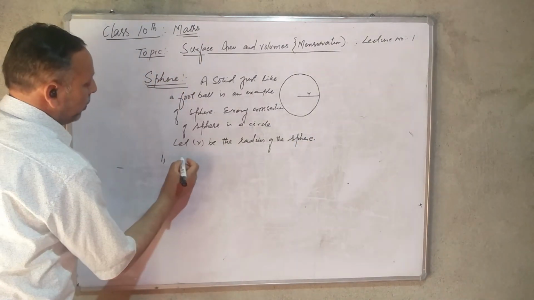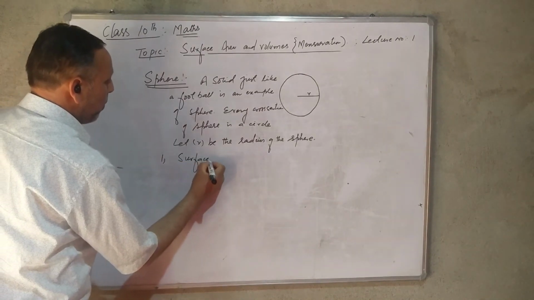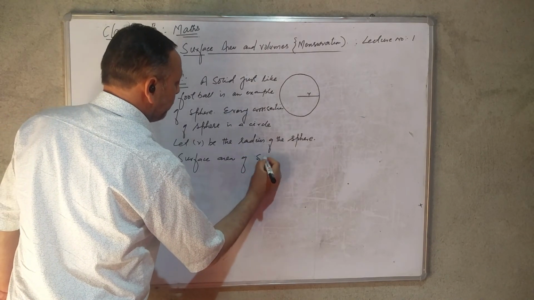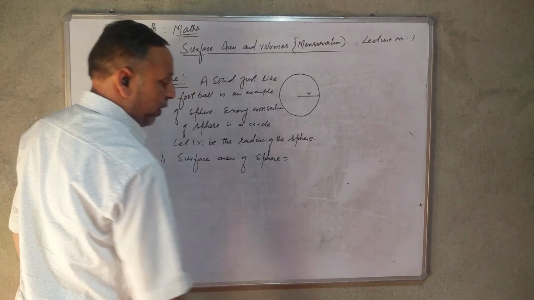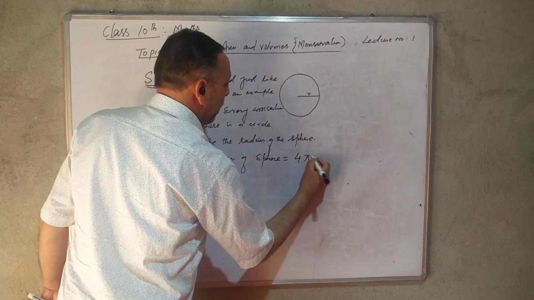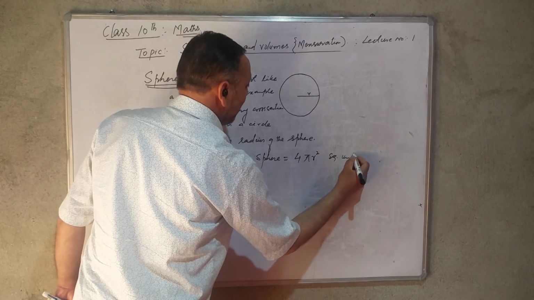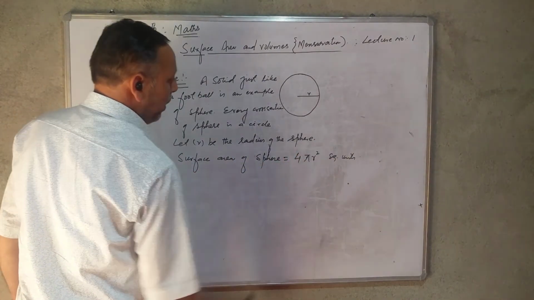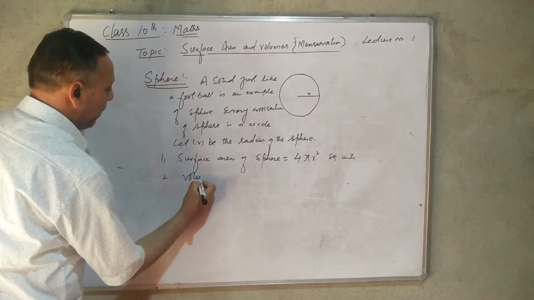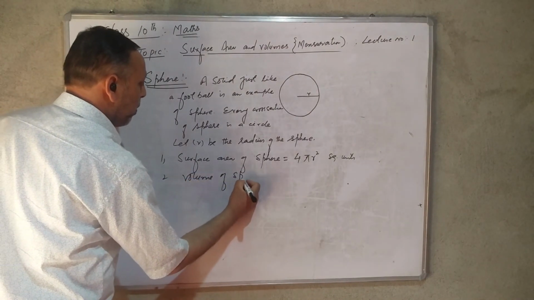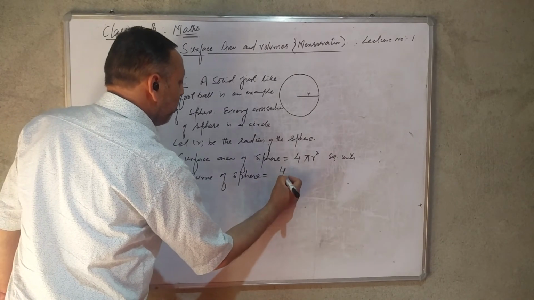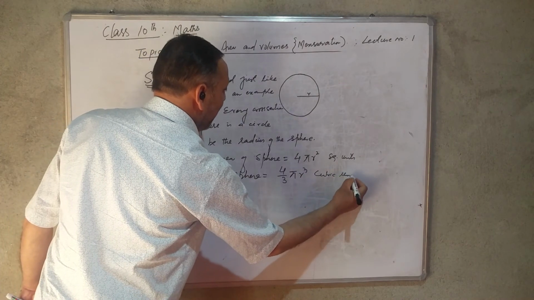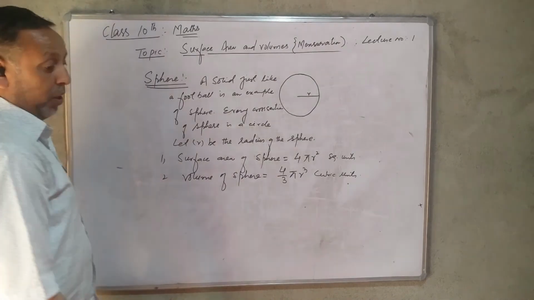Therefore, surface area of sphere is 4 pi r square square units. Surface area, which means curved surface area of sphere, is 4 pi r square. And second, volume of sphere. Volume of sphere is 4 by 3 pi r cube cubic units, where r is the radius of the sphere.